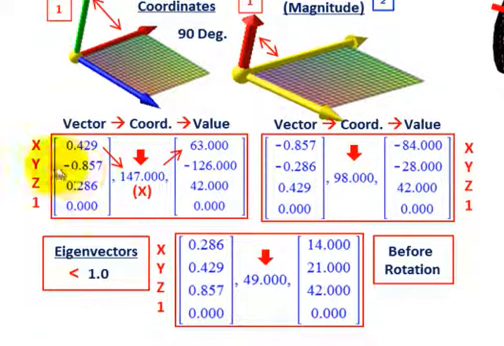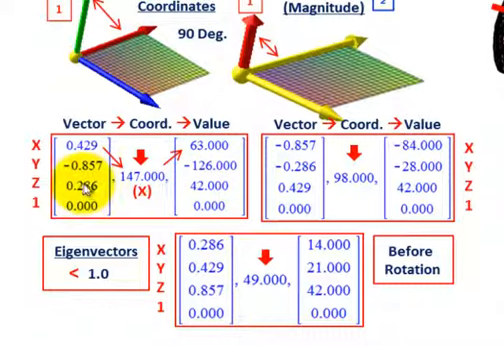And just carrying on here, just looking at Y position, say it had a minus 0.857 times 147, that's going to give you a minus 126 here for the Y position in eigenvalue. And then your Z position, 0.286 times 147, is going to give you this.